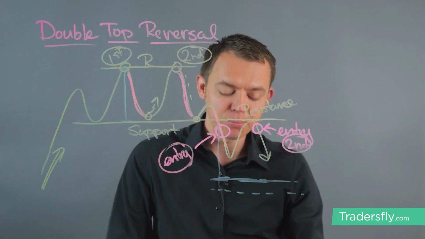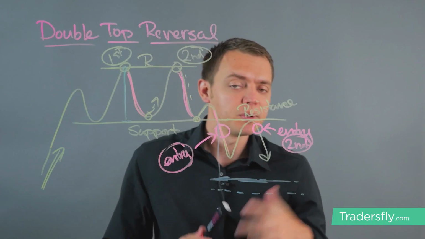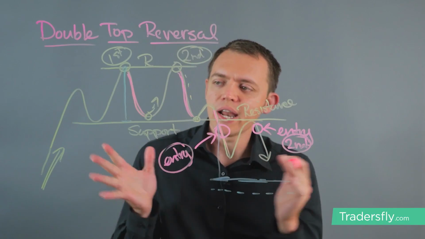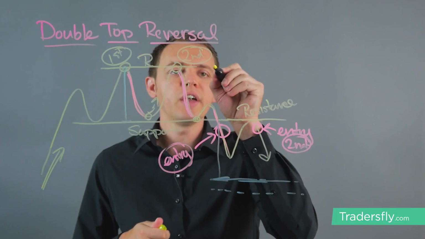And that's why you can't be that precise, because that may change. And some people may get in it earlier. Some people may get in it later. Some of the issues that happens with this pattern is sometimes it evolves into a kind of a triple top.